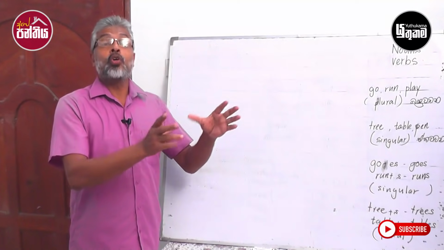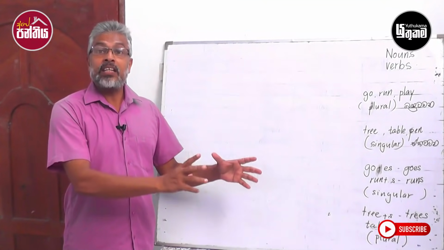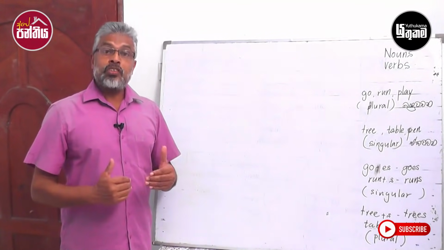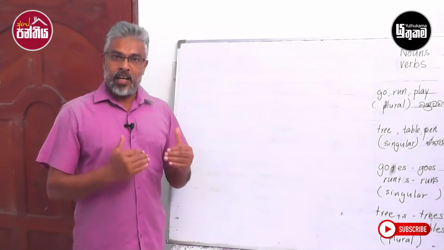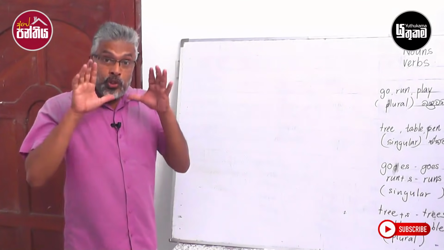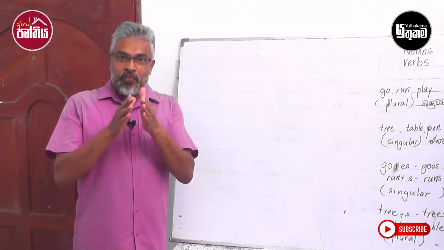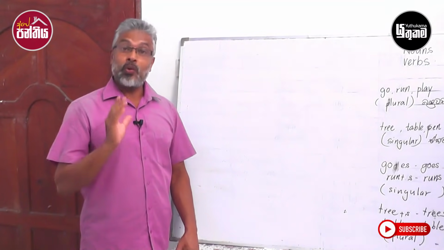So what you must keep in your mind is, normally verbs appear in their plural form. As I told you, go, yati, eat, khati. Nouns appear in their singular form, tree, gasa, table, mesaya. So you need to keep this in mind when you write simple sentences. Okay, we'll try.